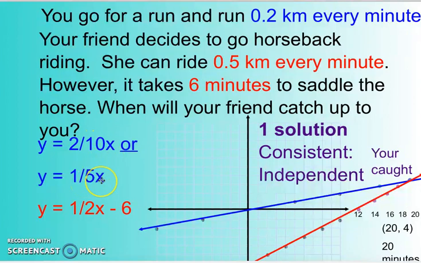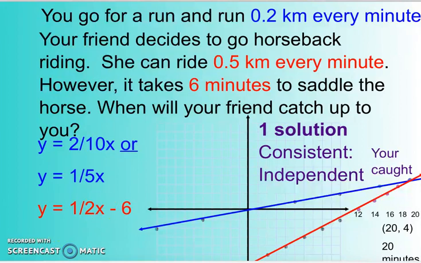Then notice x is next to it, because with the words every minute, every single minute, you can run 0.2 kilometers, or 1/5 of a kilometer. So every minute we're going to multiply by that 1/5. I'm going to use x because I'm working with a coordinate grid, so I need an x and a y. x is going to represent minutes, and y is going to represent how far you are running in kilometers.